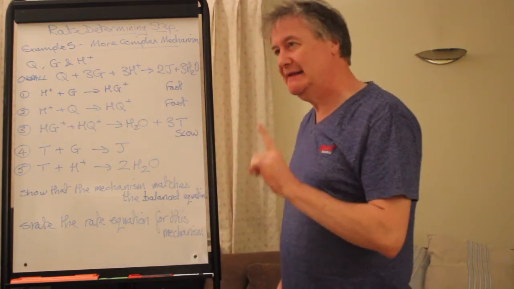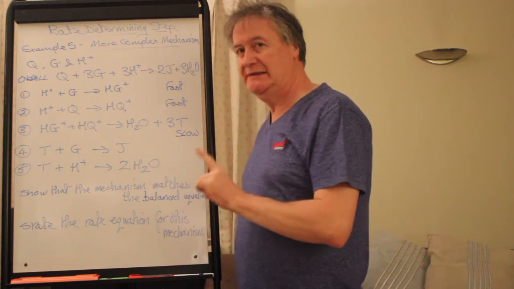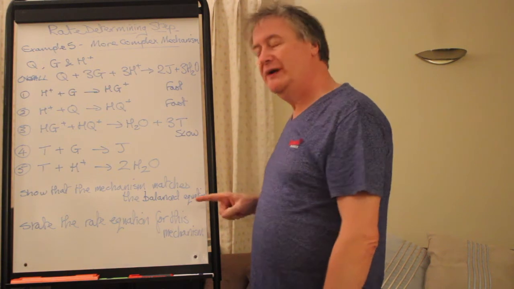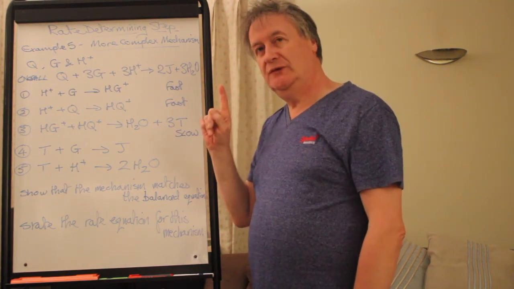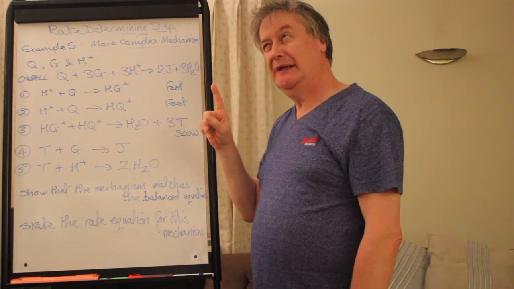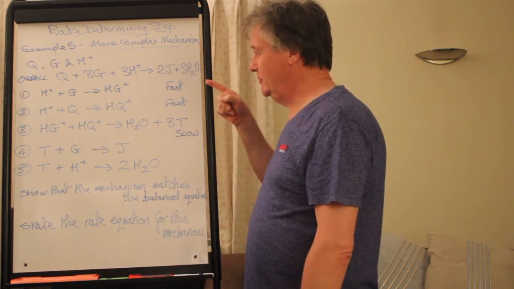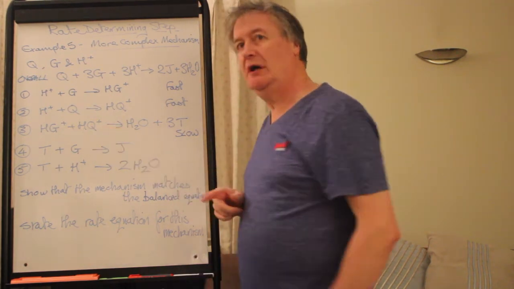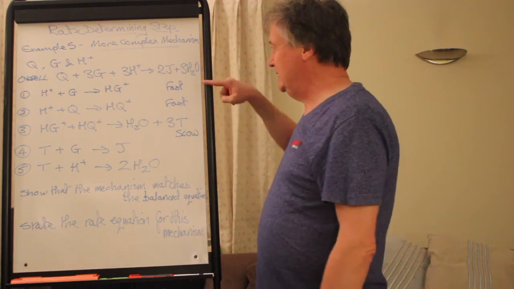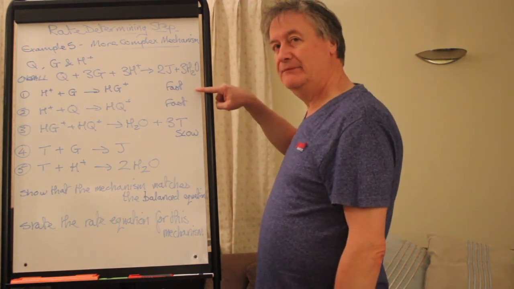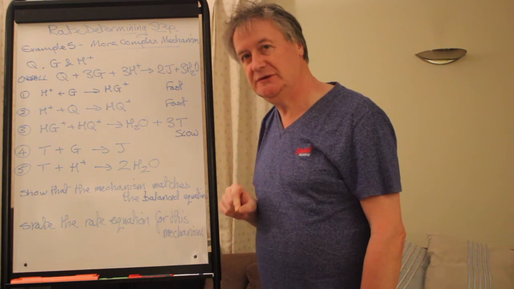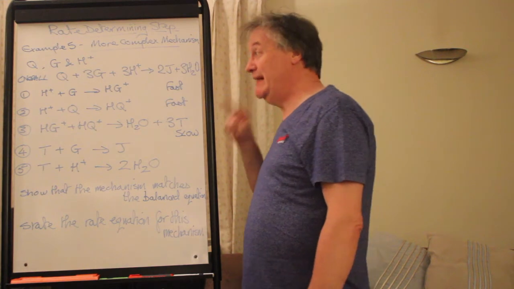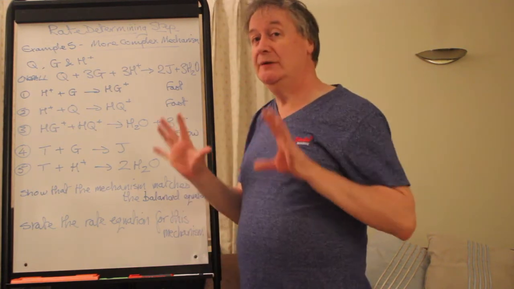Now, I have to say something here about how A-level treats these kinds of questions. Because what we are doing in example four, also mentioned earlier when we had a backup mechanism, is that we are treating fast steps as they just go. The reality is that these would be equilibria, and that makes a massive difference to the rate equation you actually get, but that is beyond the scope of A-level. So if you get a mechanism this complicated, equilibria are ignored.